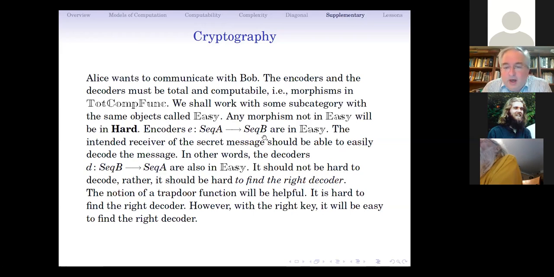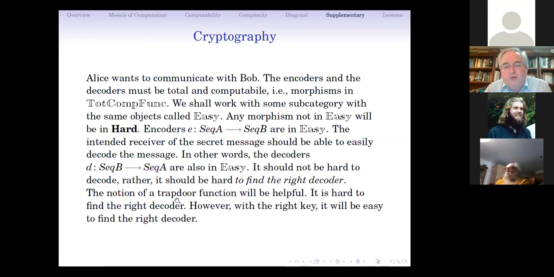So encoders are in easy. You want to be able to easily compute your things. Now, I was always thinking that decoders should be in hard, but they're not. Okay, it took me a long time to realize that. The intended receiver of the secret message should be able to easily decode the message. In other words, the decoders, D, which go from a sequence of types to a sequence of types backwards, are also in easy. Okay, when you send your secret information to Amazon, they have to decode you with ease. It should not be hard to decode. Rather, it should be hard to find the right decoder. Okay, so it took me a long time to understand that.